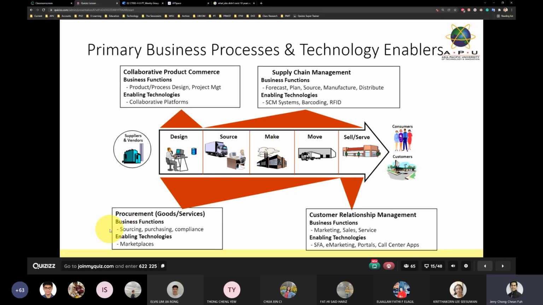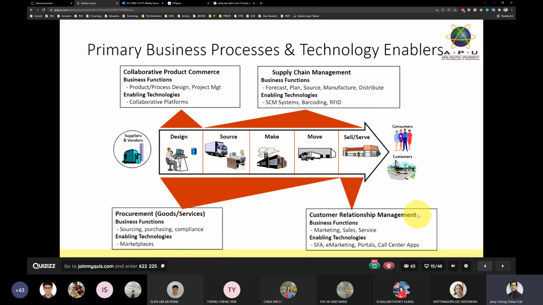Going down, if you notice for procurement of your goods and services, another word for procurement, which I think most of us are a bit more familiar with, is outsourcing. So for outsourcing purposes, for sourcing, for purchasing, for compliance purposes, technology can definitely help out as well. Enabling technologies, of course, there are things like marketplaces. As of today, if you're looking for a service and you're wondering what is the best service nearby around to you, it's much easier for you to source for those.